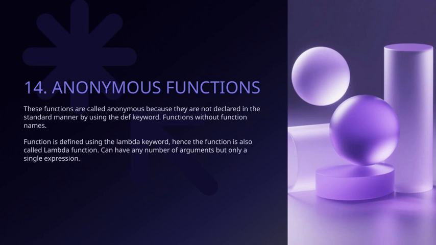These functions are called anonymous because they are not declared in the usual way with the def keyword. Instead of having a name, these functions are defined inline, which makes them great for short, simple tasks. You define a lambda function using the lambda keyword, and that's why they're also known as lambda functions. One key point to remember is that lambda functions can take any number of arguments, just like regular functions, but they can only contain a single expression. This limitation keeps them concise and focused.